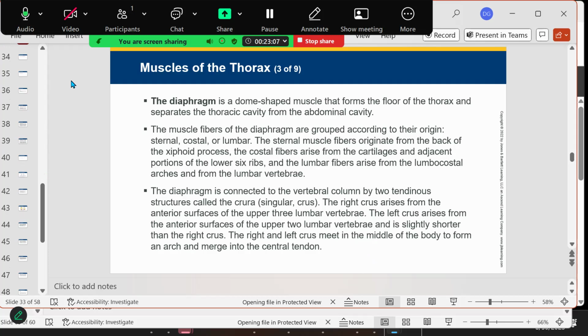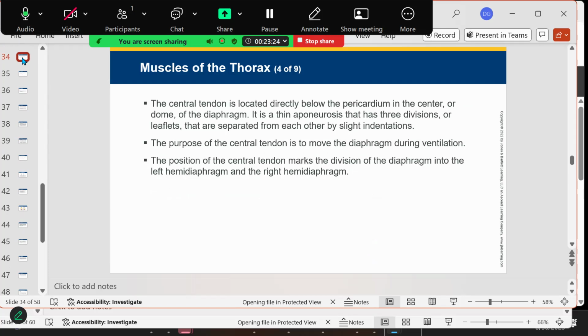And when you take pediatrics, you're going to learn about congenital diaphragmatic hernia, which is where a large portion of the intestines are actually in the baby's chest. They moved up through the diaphragm where they did not belong, and that's a serious situation that has to be dealt with very quickly. Central tendon of the diaphragm is directly below the pericardium.